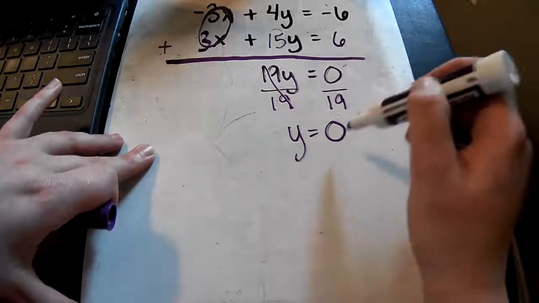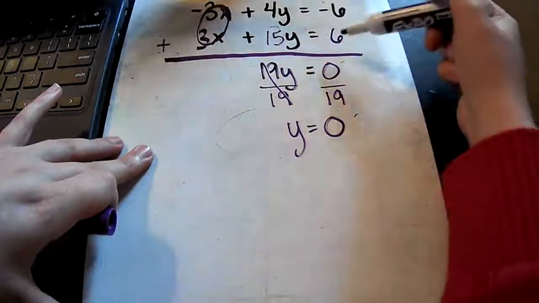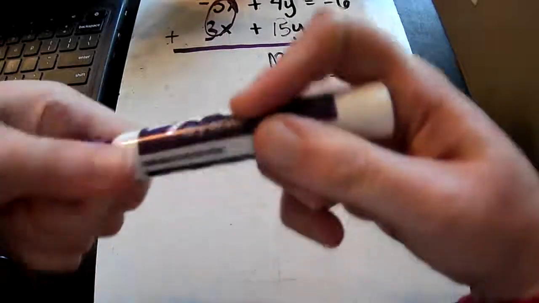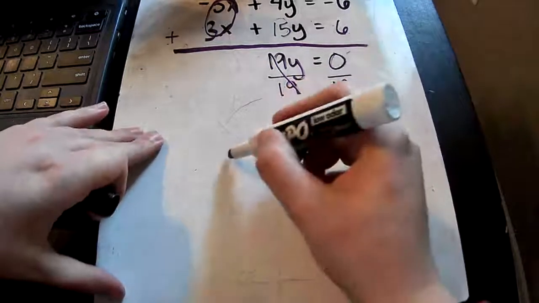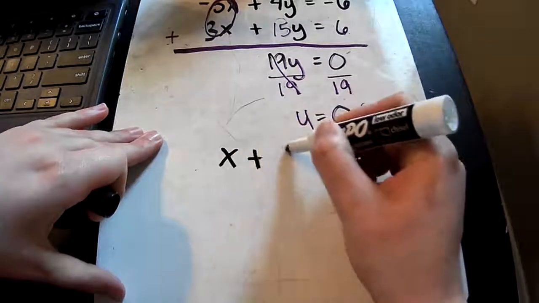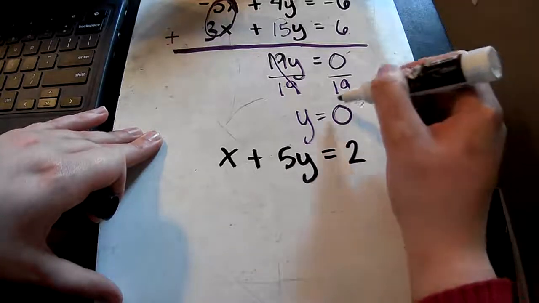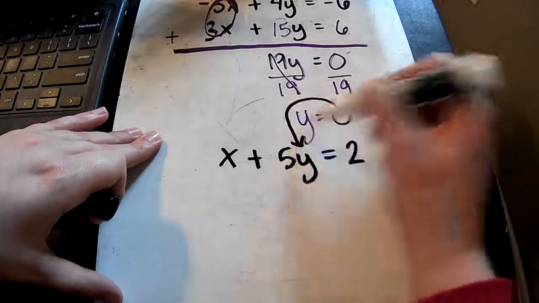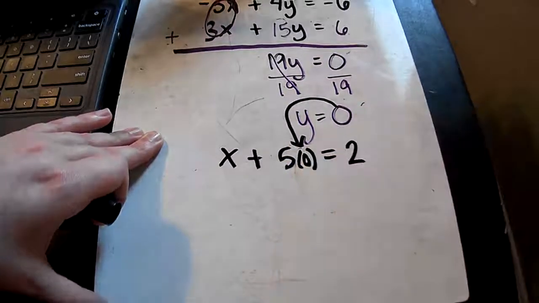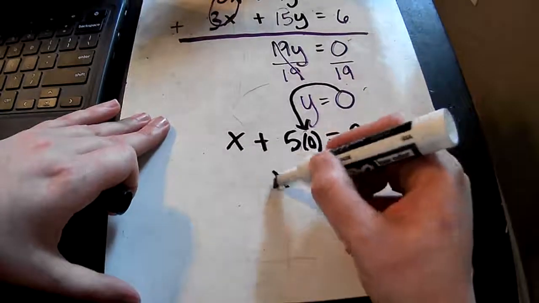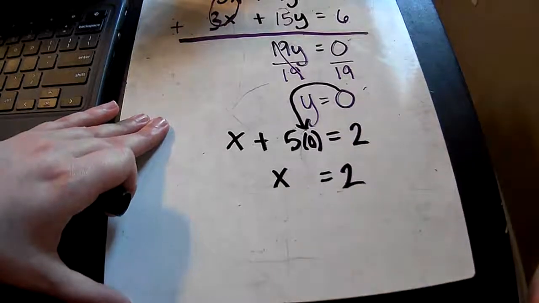So now I'm going to take that y value of 0 and I'm going to plug it back into one of my equations. I'm going to use my original equation before I multiplied by 3. So that bottom equation originally said x plus 5y equals 2. I'm going to take that 0 and plug that in for y. So if I plug in a 0 for y, right, 5 times 0 is just 0, x plus 0 is just x, and so we get x equals 2.